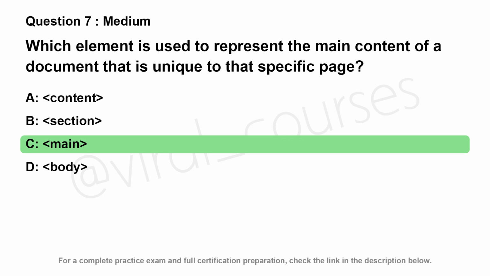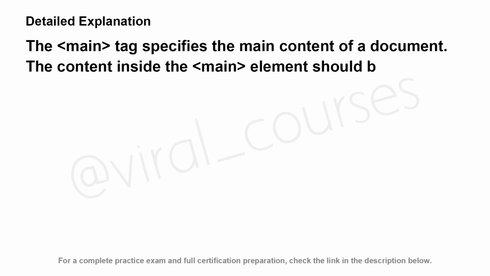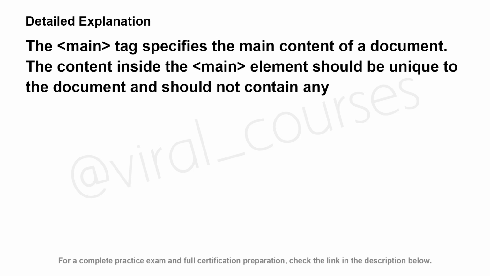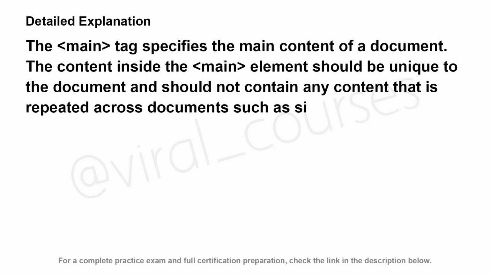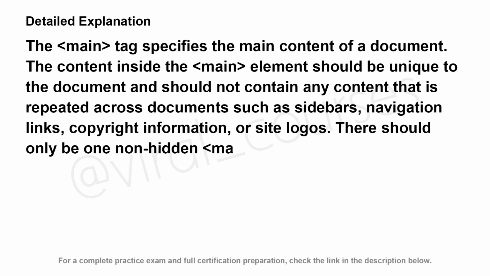The correct answer is C. The <main> tag specifies the main content of a document. The content inside the <main> element should be unique to the document and should not contain any content that is repeated across documents such as sidebars, navigation links, copyright information, or site logos. There should only be one non-hidden <main> element per page.